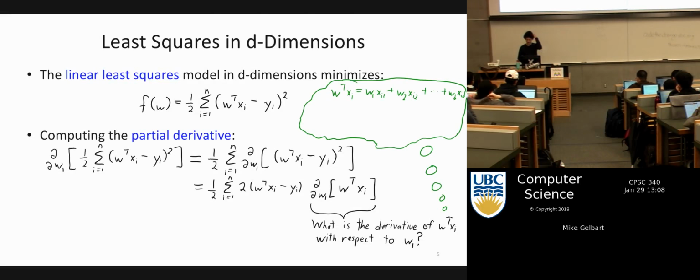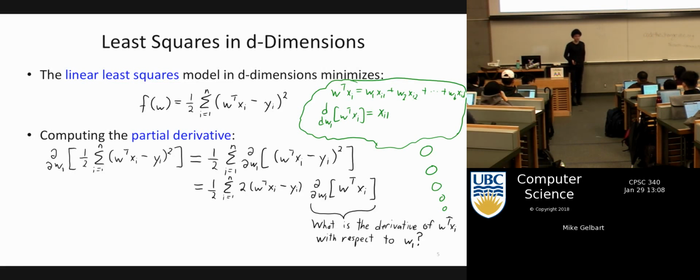Okay, so that derivative is not too bad. W transpose X is a sum of terms. It's two vectors taking a dot product between them. So it's a sum of my first element of W times first element of X, added all up. And now when we want to take the derivative of that with respect to W1, it doesn't look so scary anymore. We get just that first coefficient and the rest zeros.